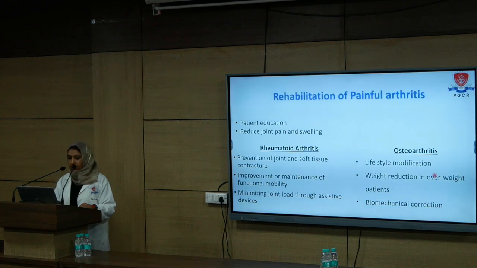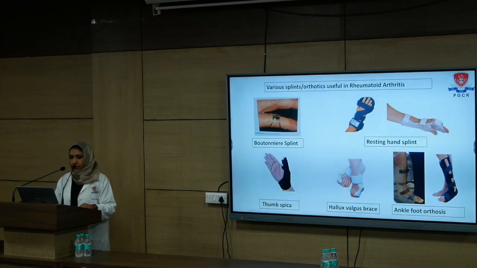For osteoarthritis, we have to do lifestyle modification in the form of dietary and activity modification, weight reduction in overweight patients, as overweight is a risk factor, and biomechanical correction, which I will be discussing in later slides. These are various splints or orthotics which are useful in rheumatoid arthritis.